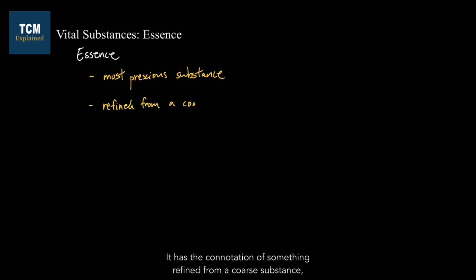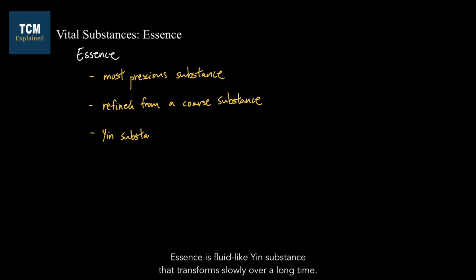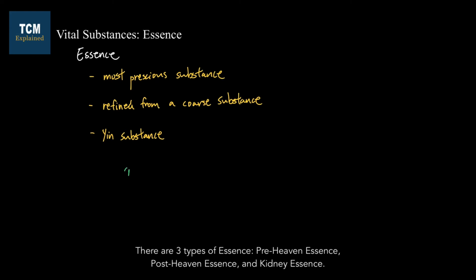Especially essence is the most precious substance in our body. It has the connotation of something refined from a core substance, which should be cherished and not be wasted. That is because compared to Qi, essence is a fluid-like yin substance that transforms slowly over a long time. There are 3 types of essence: pre-heaven essence, post-heaven essence, and kidney essence.